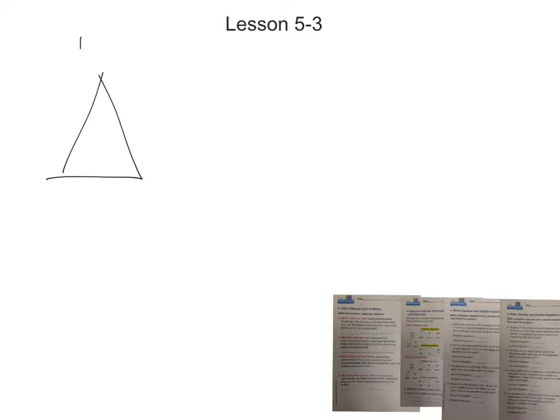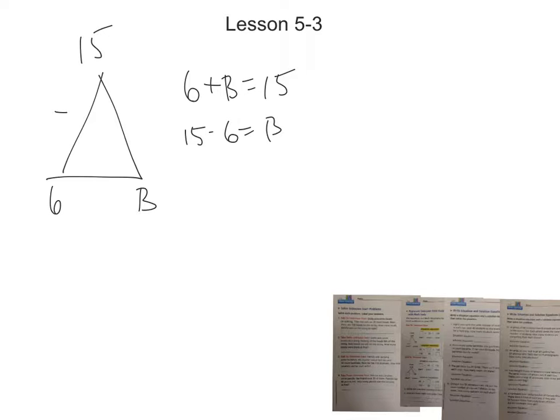So 15 were made. It says Asher made 15 friendship bracelets. 6 were pink, and how many? The rest were blue. Okay, so we'll put B there. So you could say 6 plus B equals 15. Knowing the Math Mountain here, you could say 15 minus 6 equals B. What else could you do? You could go 15 minus B equals 6. And of course you could do B plus 6 equals 15.